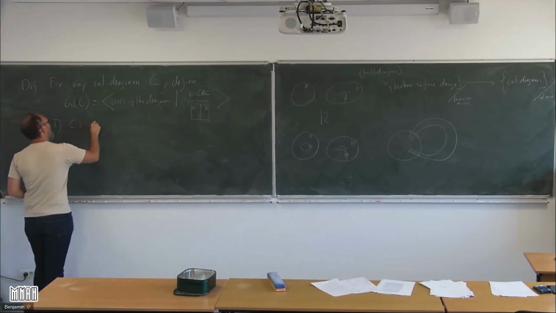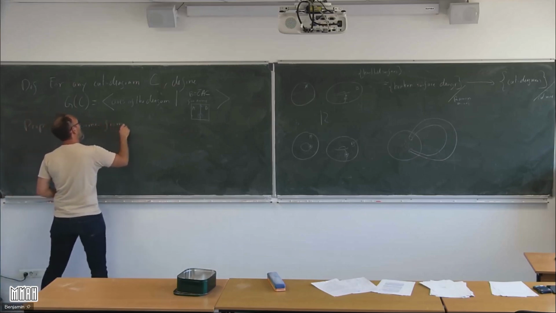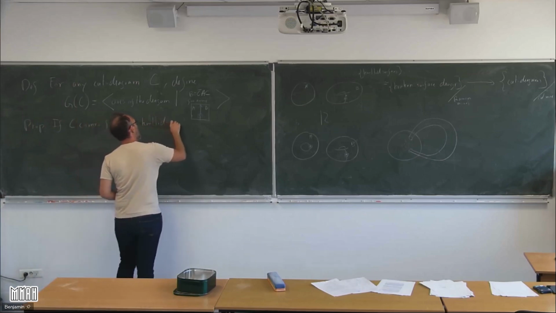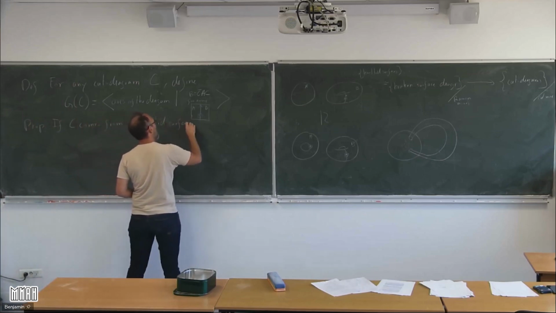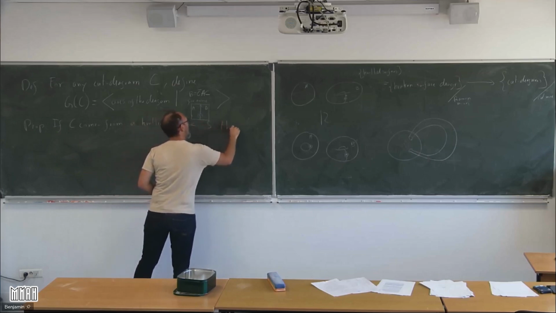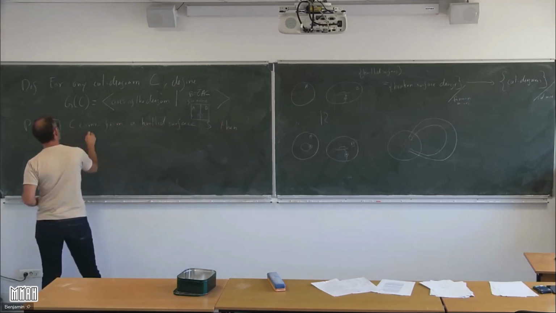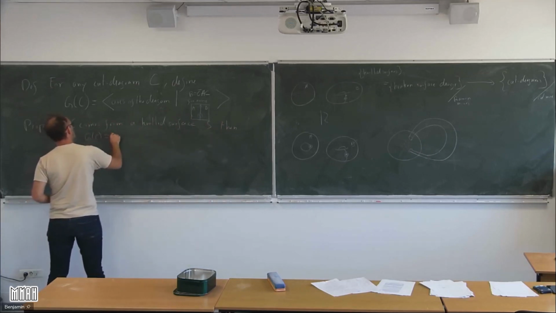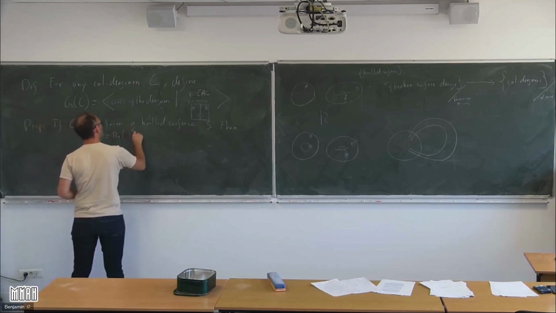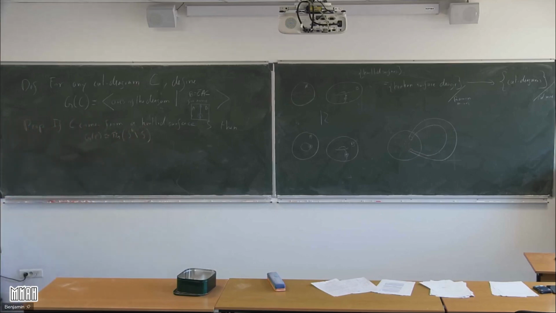Okay, first thing. So proposition: if C comes from a knotted surface S, then this group is isomorphic to the fundamental group of the complement of the surface. So this is an important motivation for that.